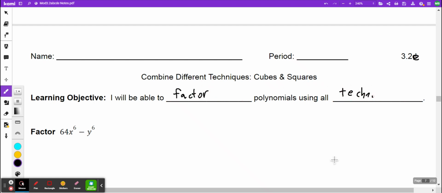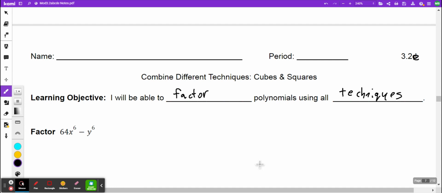So, what does this mean? Well, we are going to have to pull, for example, cubes and squares. Like, how did we do that? We're going to have to pull that into one thing and try to figure it out because we're going to have some more complex polynomials right here.